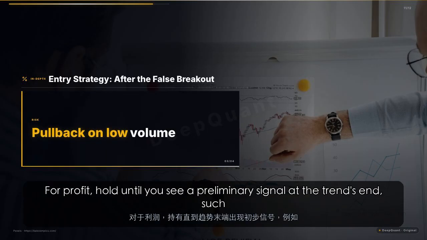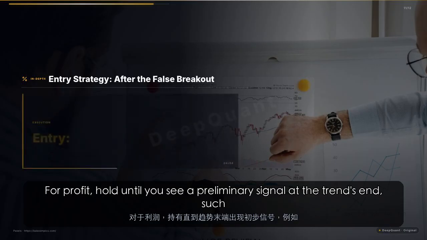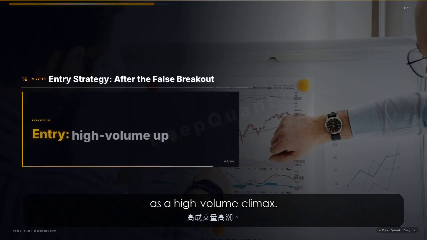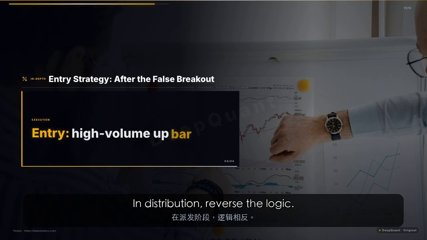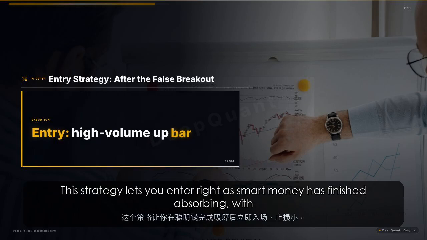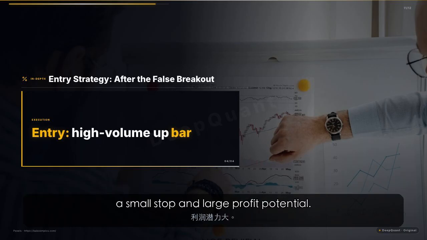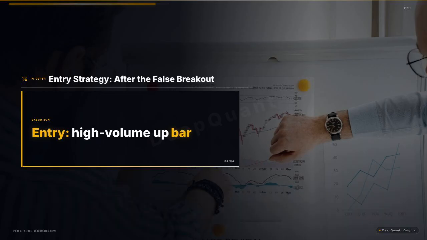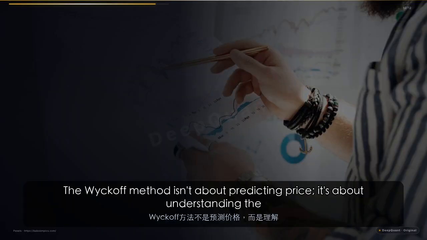For profit, hold until you see a preliminary signal at the trend's end, such as a high volume climax. In distribution, reverse the logic. This strategy lets you enter right as smart money has finished absorbing, with a small stop and large profit potential. The Wyckoff method isn't about predicting price, it's about understanding the game.